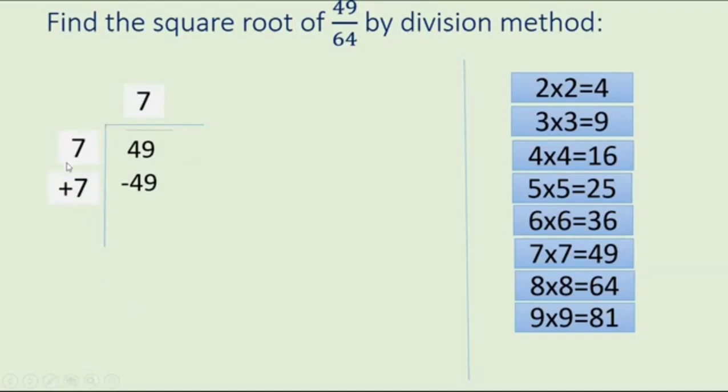And then on the left hand side, the number which is multiplied, that number is going to be added on the left hand side. So here 49 minus 49 is cancelled and 7 plus 7 is 14.